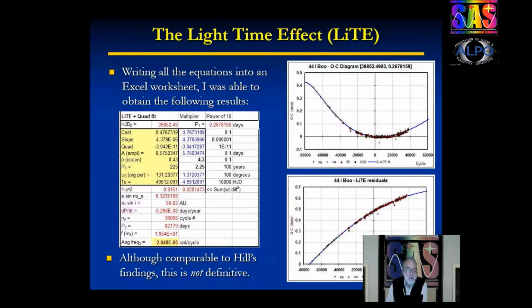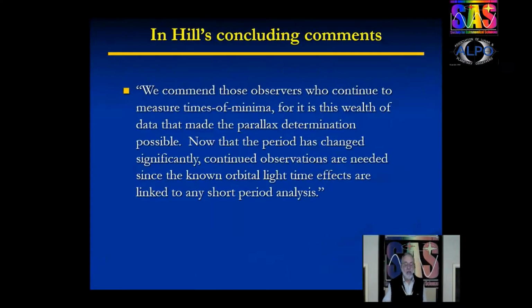So if you do this fitting, we see here the quadratic term is negative. In spite of the fact that if we plot the straight O minus C curve, it looks like the period is increasing, if we actually subtract off the component due to the light time effect, then we find that the period is actually decreasing. So that's kind of cool. Light time effect modeling is a lot of fun.